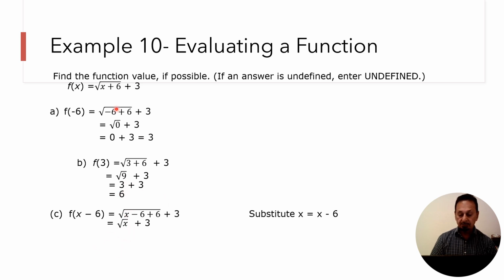So let's use the same equation to find f of x minus 6. So where the x is, we'll put x minus 6. This becomes square root of x minus 6 plus 6, and plus 3. Minus 6 and plus 6 cancel, which gives you square root of x plus 3.